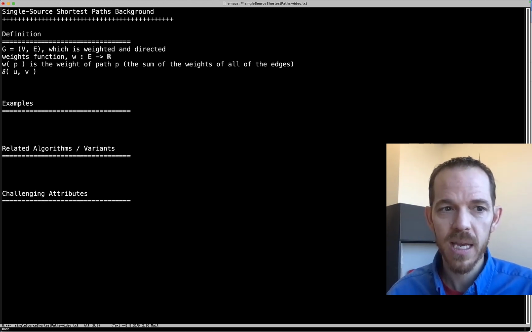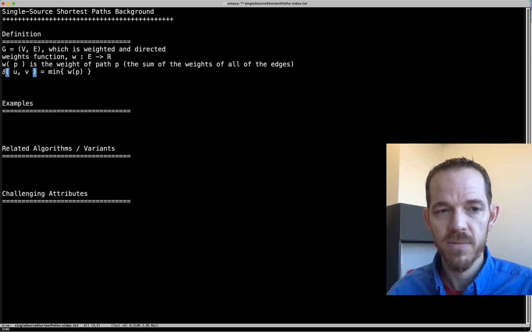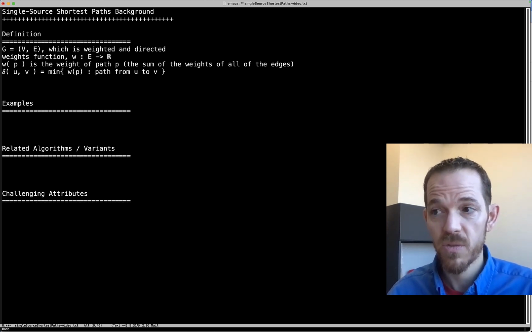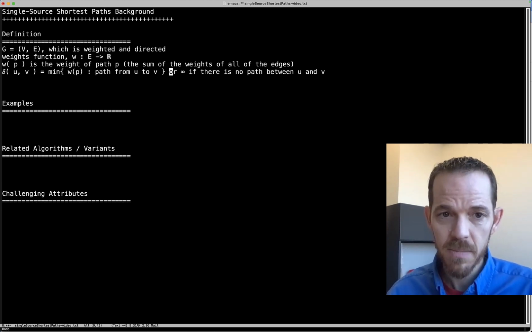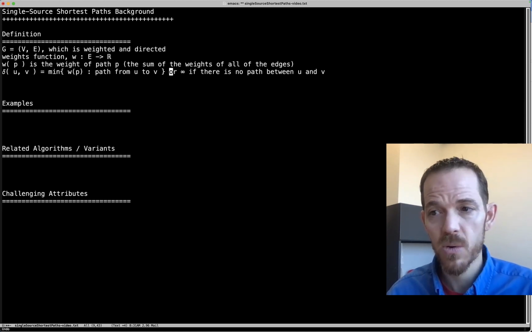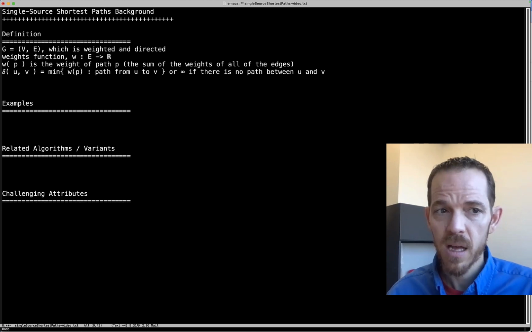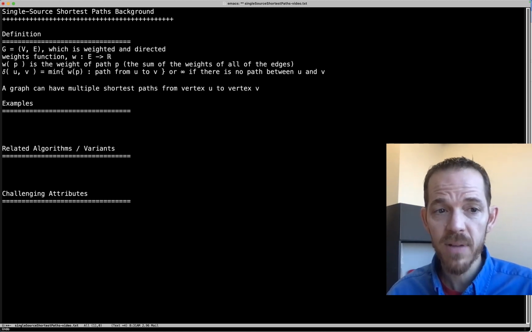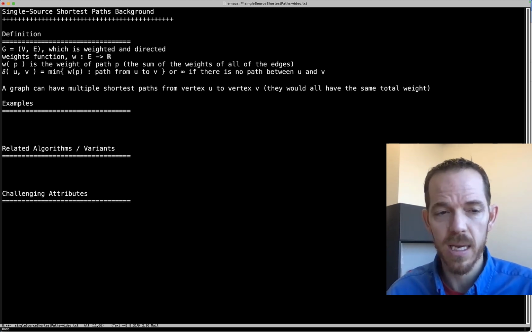We also have lowercase delta of U comma V, and this is the minimum of the weight function for a path P, meaning a path from U to V. But if there isn't a path, then it is infinity if there's no path between U and V. Also, let's be clear that a graph can have multiple shortest paths from vertex U to V, but that means that they would all have the same weight.